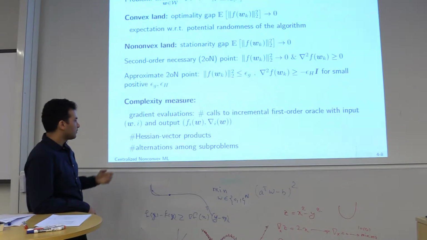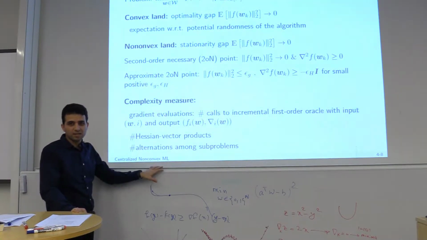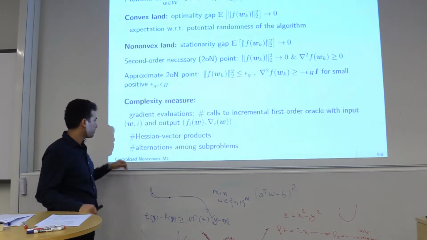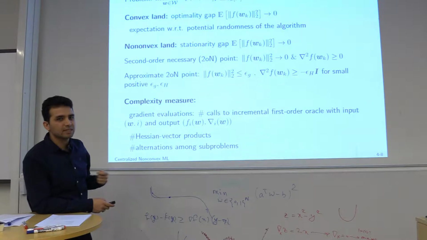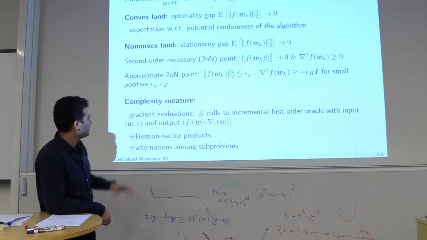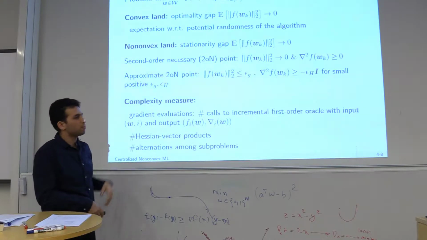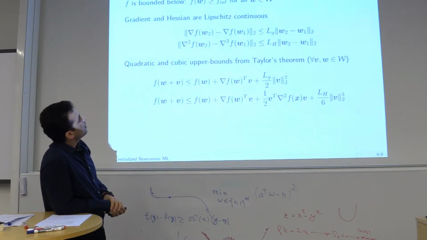And then, of course, there are lots of other things, like the number of times that we need Hessian vector products, especially for second order algorithms, the number of times that we need to alternate between different subproblems. You will see that in coordinate descent, for instance. So there are lots of other measures as well. But then this is the most prevalent one that people are using. And we will use that as well.